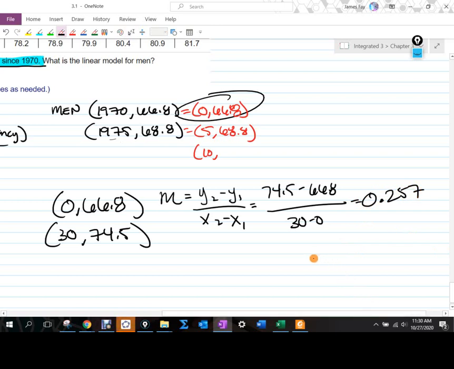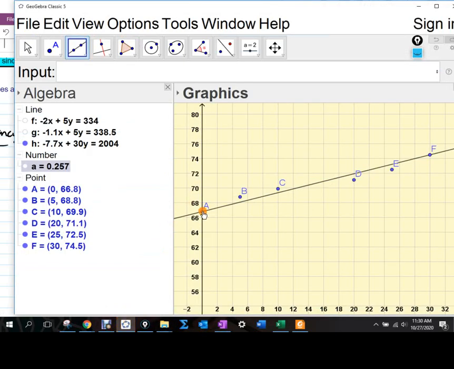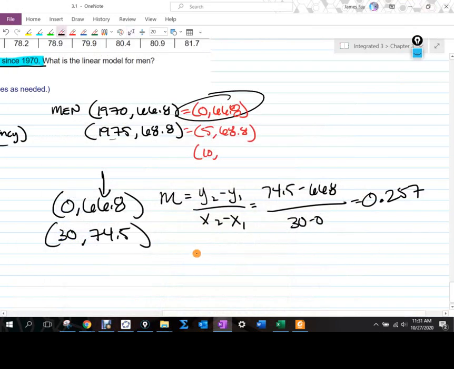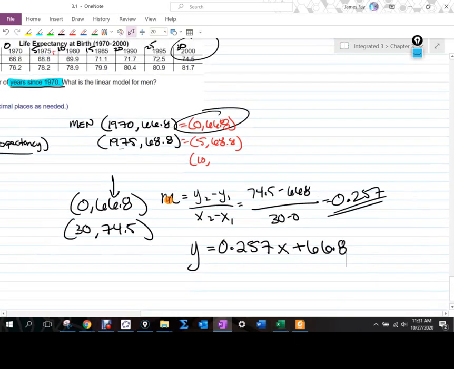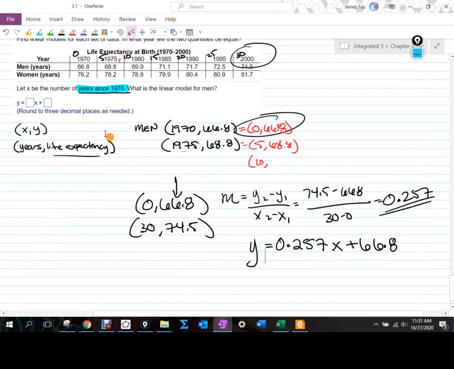Okay. Now, the nice thing about this is that that's a y-intercept. Isn't (0, 66.8), if we go back to our graph, isn't that point right there a y-intercept? So then if I want to write my equation, y equals m, which was that number right there, 0.257x, plus my y-intercept of 66.8. So that's the equation. That's the equation that models the men's life expectancy based off of the years from 1975.